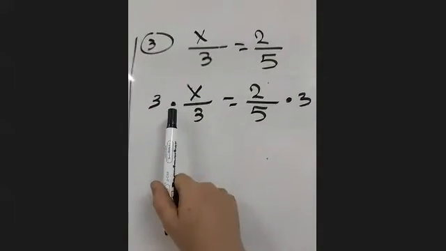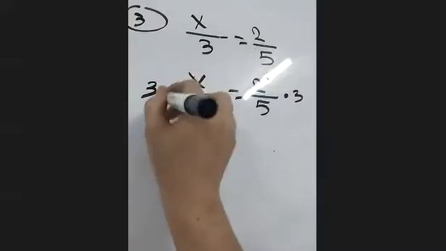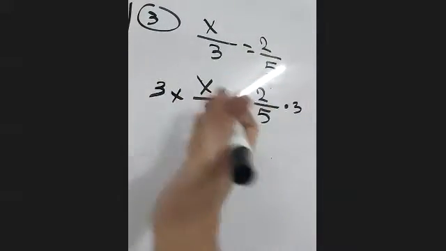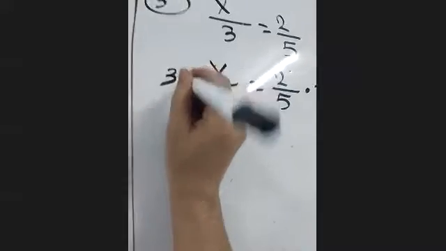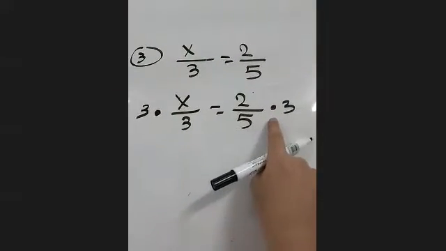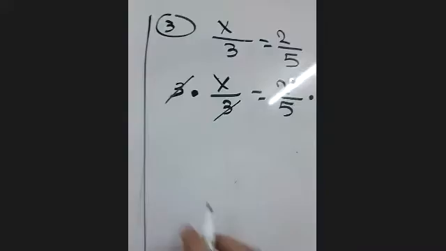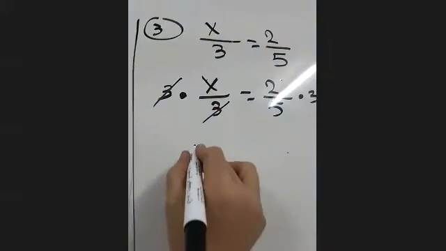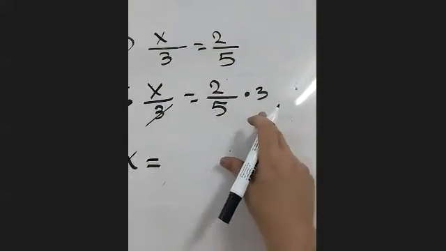I used the dot for multiplication because if I put the multiplication sign, it will be similar to x. So use something other than the multiplication sign, the dot. So this is multiplication. Don't worry, this is not a decimal. Now here, the 3s are gone. What is still on this side? x.